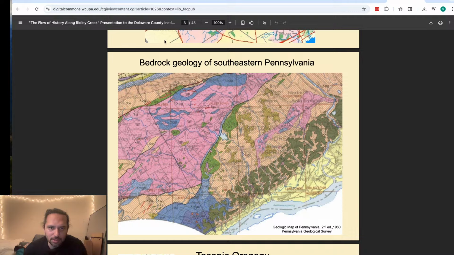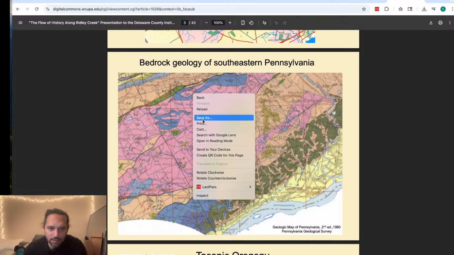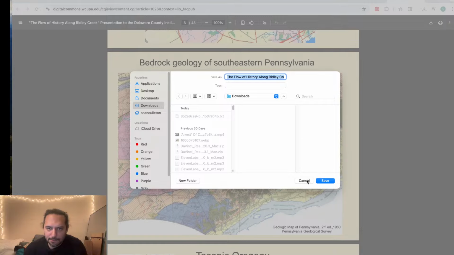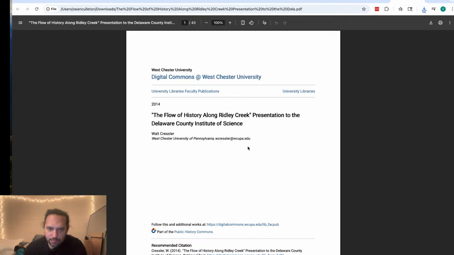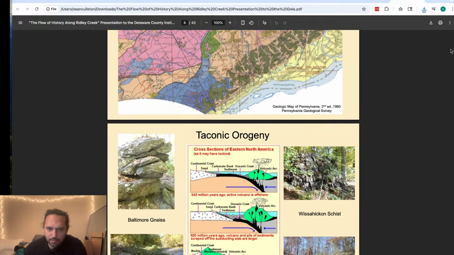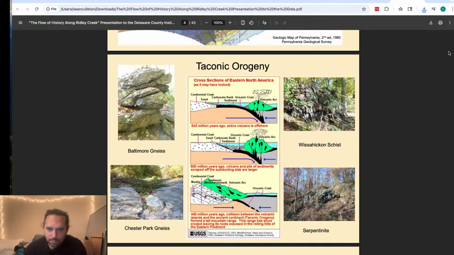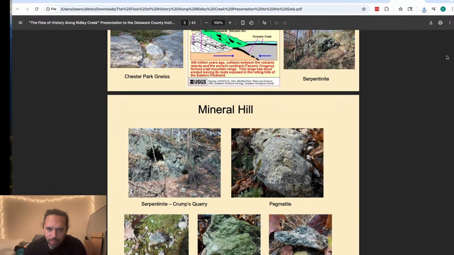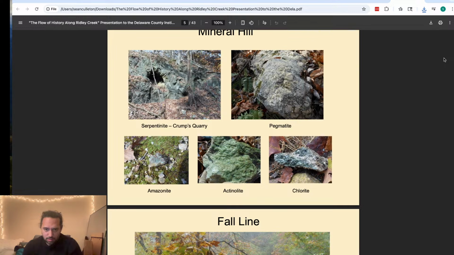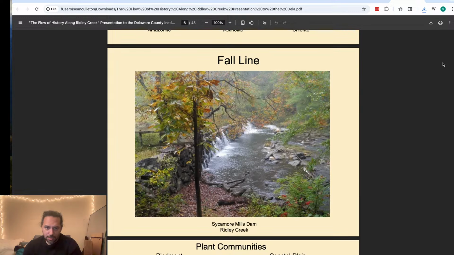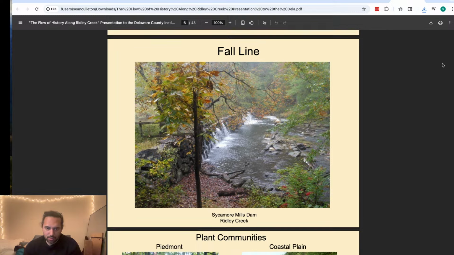Wait, I want to keep this. How do I save this? Wait, just download it. Okay, documents, save. Interesting. Mineral Hill. Crump's Quarry, pegmatite. Wow. The Fall Line. Classic. Sycamore Mills Dam.